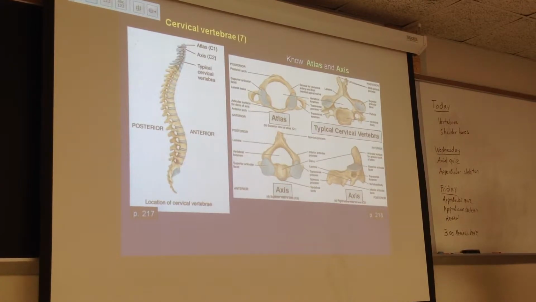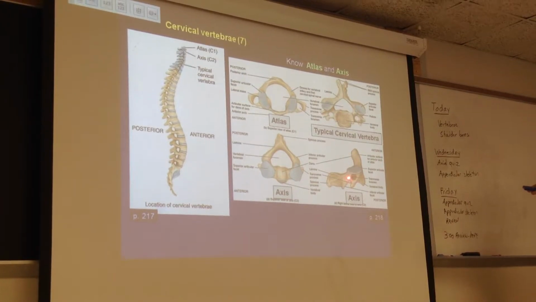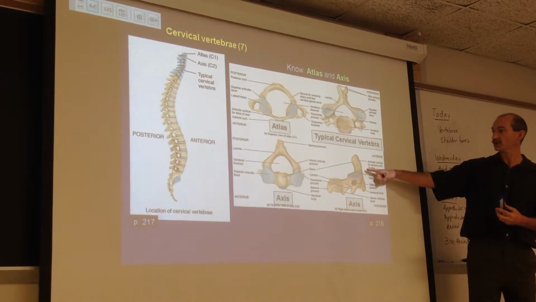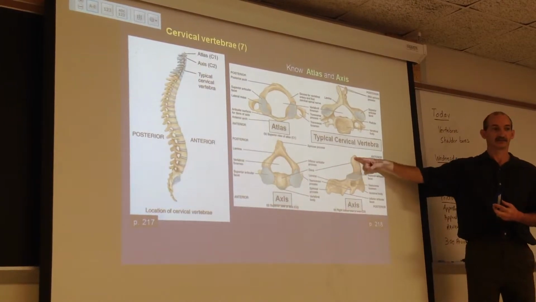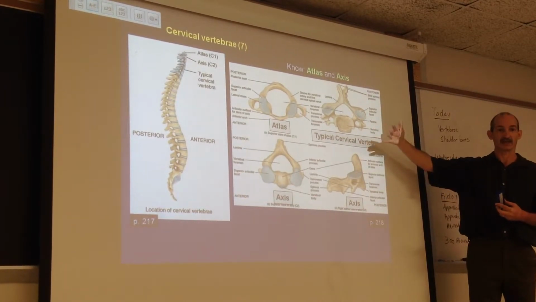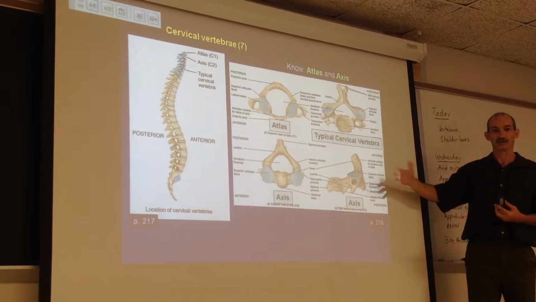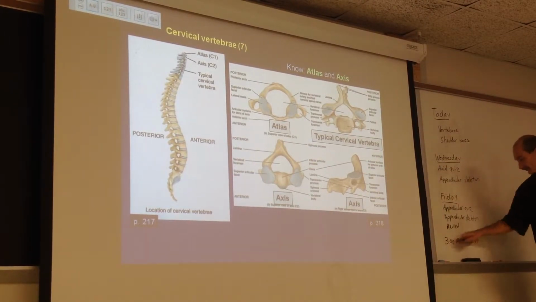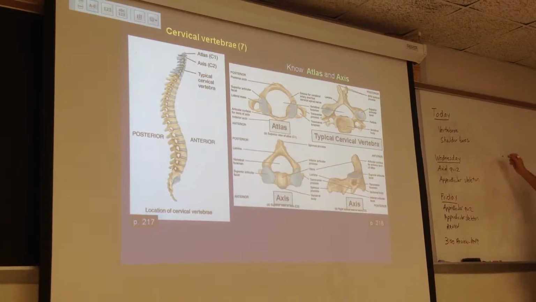The axis, which is shown here and here, this is a top view and this is a side view, is identified by having this large point right here. In fact, developmentally, that's what happened to the body of the atlas. It actually sort of broke off and fused with the axis here. It's something that's called the dens. Dens is that point.